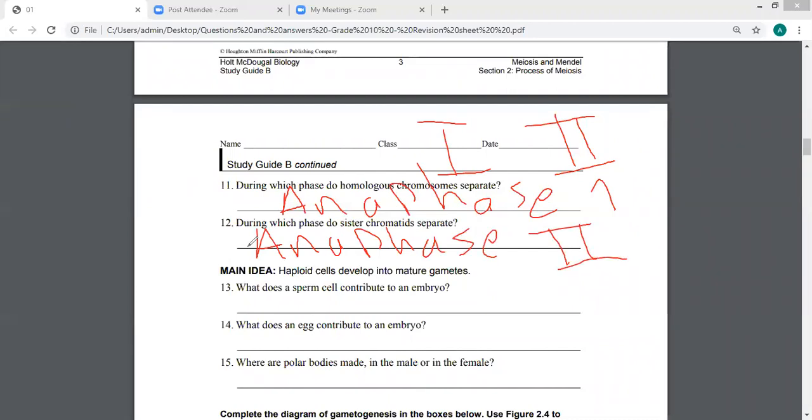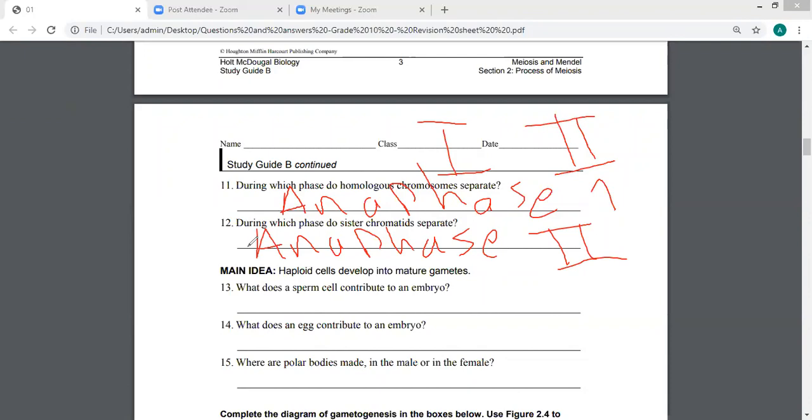So you must know the difference between anaphase 1 and anaphase 2. During anaphase 1 in meiosis 1, the homologous chromosomes separate. There is no homologous chromosome in meiosis 2. So we say that meiosis 2 is similar to mitosis division. Sister chromatids separate in anaphase 2. You must know the difference between what happens during anaphase 1 and anaphase 2.